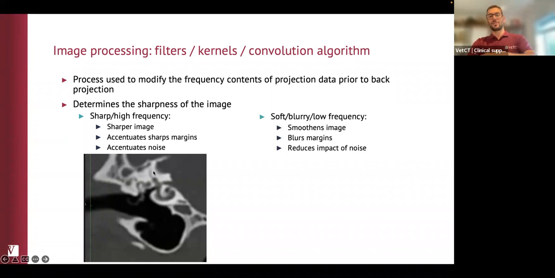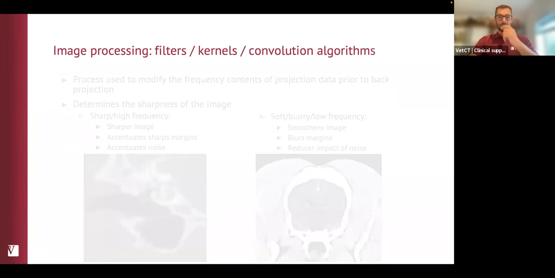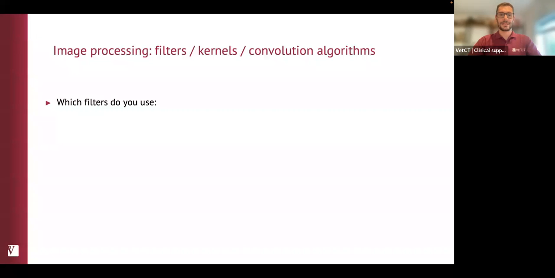And then we have the other extreme, which is soft or blurry or low frequency filters, which is the opposite, which we are going to use to look at the soft tissues. So the idea is quite basic, but you need to understand that for every single body area, you need both. Okay, you cannot see everything in one of them. And we will see that with some examples a bit later.